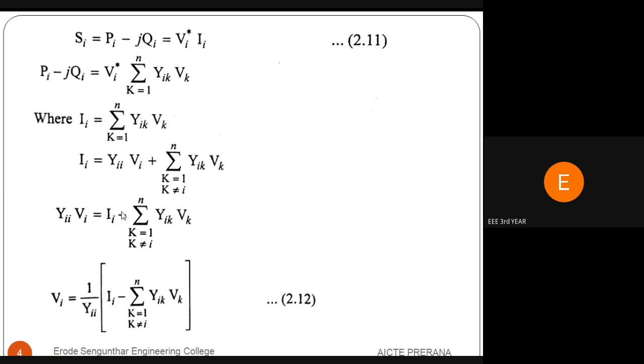Now rearranging the equation, I am shifting this value to the left hand side. Then we will get Yii Vi is equal to Ii minus summation of k equal to 1, k not equal to i, up to n, Yik into Vk. This Yii can be taken to the other side, then it comes under the denominator. Then Vi is equal to 1 by Yii whole bracket into Ii minus summation of k equal to 1, k not equal to i to n, Yik into Vk. Consider this as equation number 2.